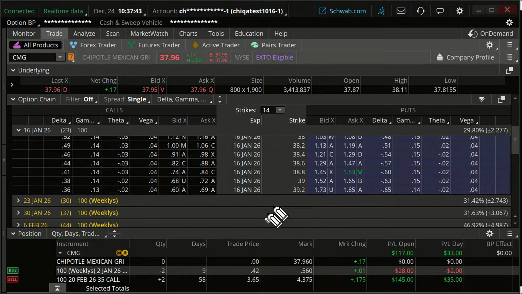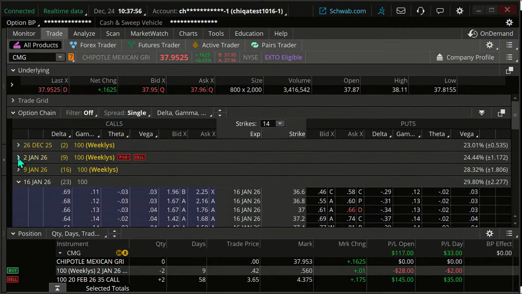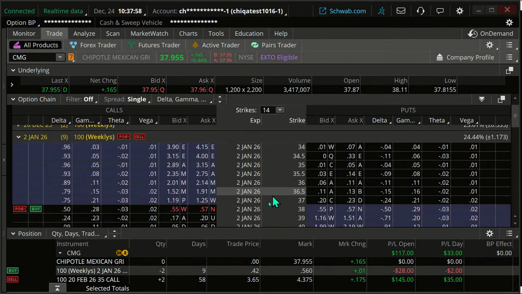I'm just going to go with the 39 strike, okay? I'm rolling it up a little bit. I'm rolling the strike up a little bit. Right now we've got the 38 strike.